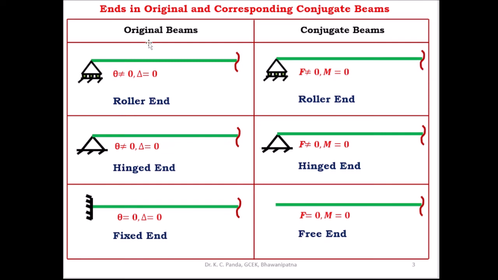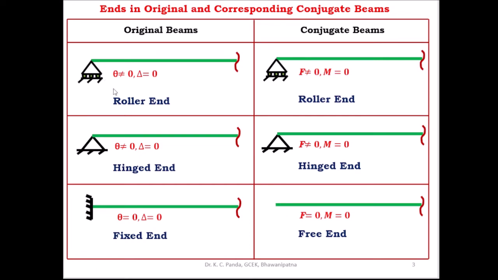These are the different end supports in original and corresponding conjugate beams. If the end of the original beam is roller support, then you have to take in the conjugate beam also roller support. If the end of the original beam is hinge support, then you have to take in conjugate beam also hinge support. If the end of the original beam is fixed support, then in conjugate beam you have to take the fixed support as a free end.